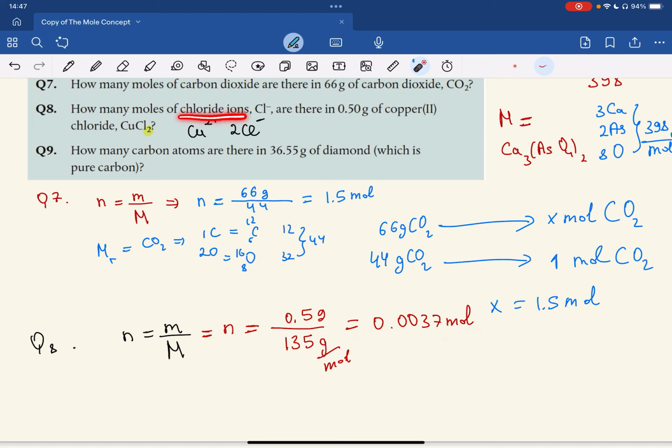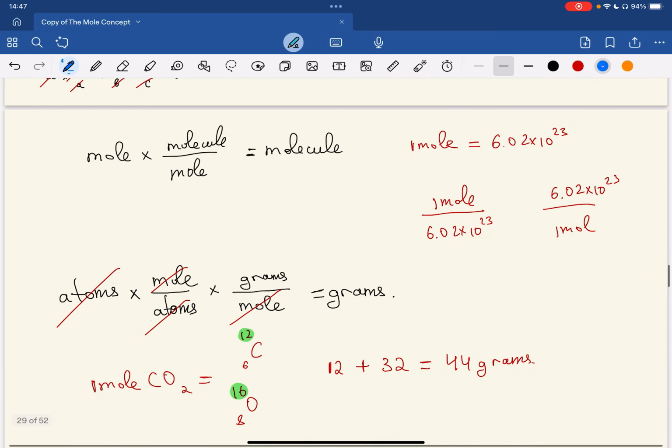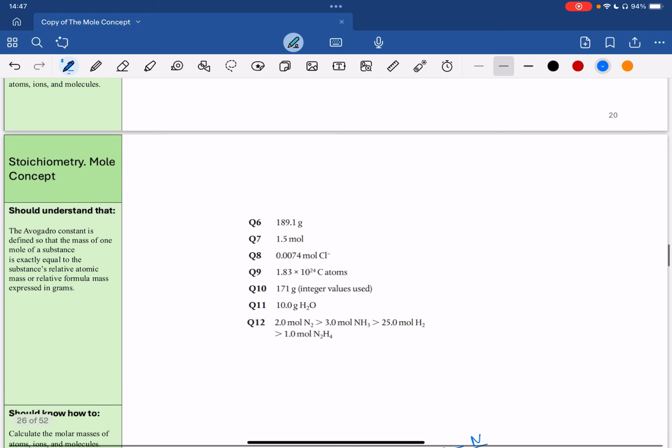Remember, it asks for the ions. We know that in one CuCl2, we have two chloride ions, yes? So at the end, we have to multiply by 2. The same thing for atoms applies for the ions. So it will be times 2. The answer is 0.0074 moles of Cl-, okay? Don't forget to multiply by 2. If we see the answer, you see the 0.0074.